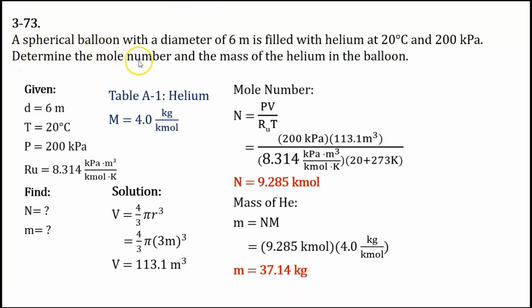A spherical balloon with a diameter of 6 meters is filled with helium at 20 degrees Celsius and 200 kilopascals. Determine the mole number and the mass of the helium in the balloon.